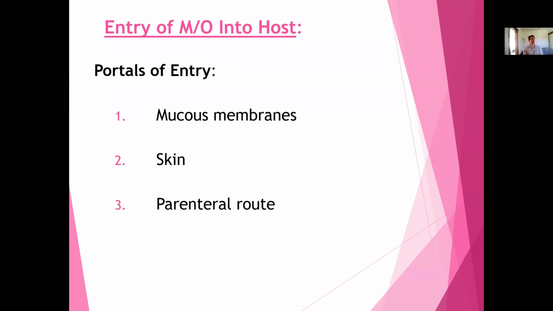Okay, so moving on to portals of entry. Obviously we need these pathogens to enter the hosts, otherwise they will not cause disease. There are three main portals of entry that we will be discussing. The first is the mucous membranes. Many bacteria and viruses gain access by penetrating mucous membranes that line the respiratory tract, the gastrointestinal tract, the urinary tract, or the conjunctiva, which is a delicate membrane that covers the eyeballs and lines the eyelids.